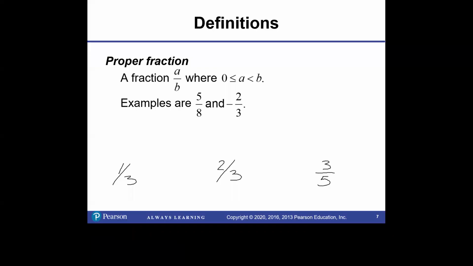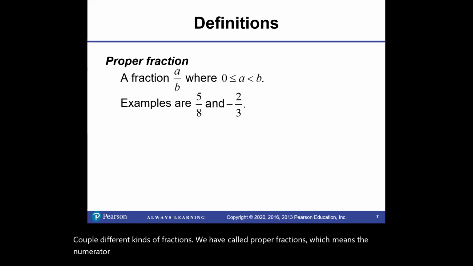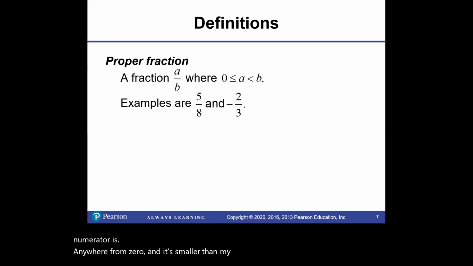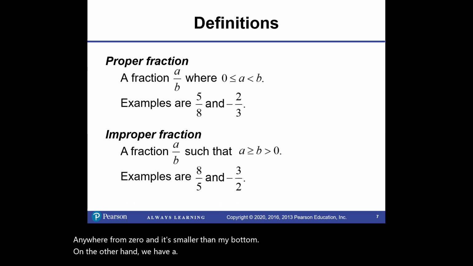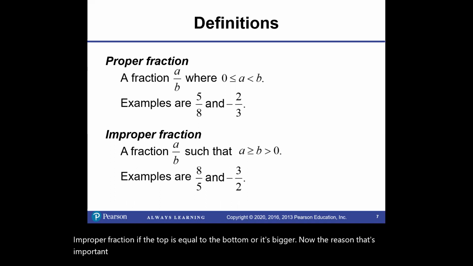Now, with fractions, we often have a couple different kinds of fractions. We have what are called proper fractions, which means the numerator is anywhere from 0 and it's smaller than my bottom. On the other hand, we have an improper fraction if the top is equal to the bottom or it's bigger. Now, the reason that's important is because this actually allows us to kind of see things and understand more or less the different kinds. Neither one's actually bad.